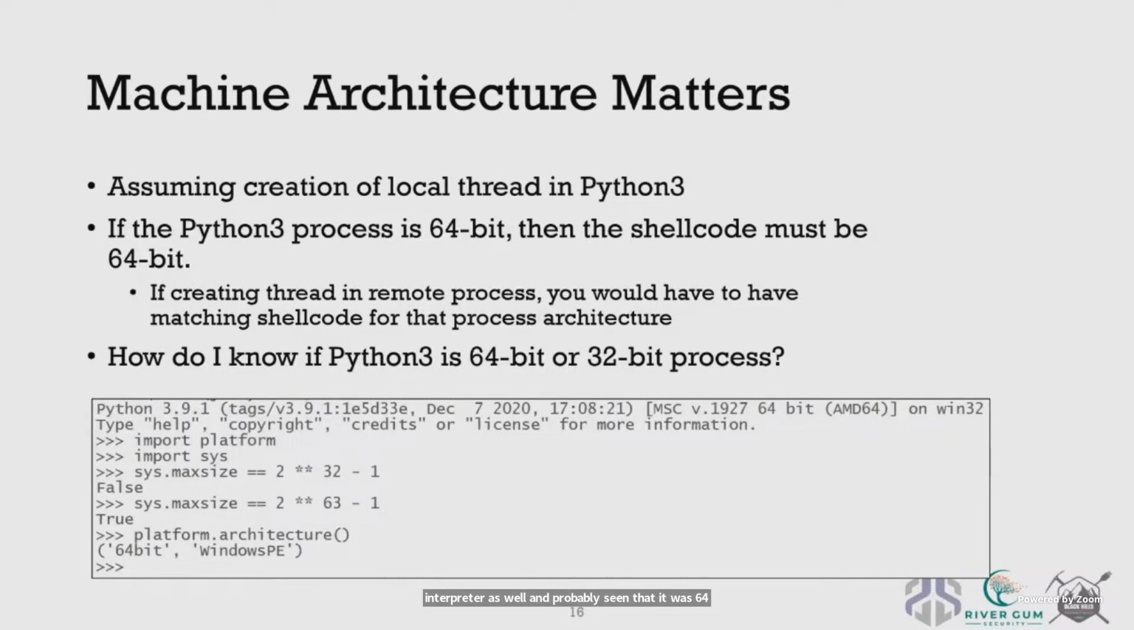There's another module in Python called platform that you can import, and you can call platform.architecture, and it will tell you whether it's a 64 or 32-bit machine, right? Now, if you are creating a thread in a remote process, you must match the architecture of your shellcode to that remote process architecture. It is possible, although somewhat tricky to code, to inject from a 32-bit process into a 64-bit process. But let's just not go there. That gets into a more complex scenario.